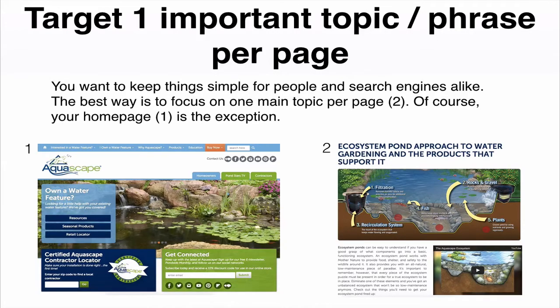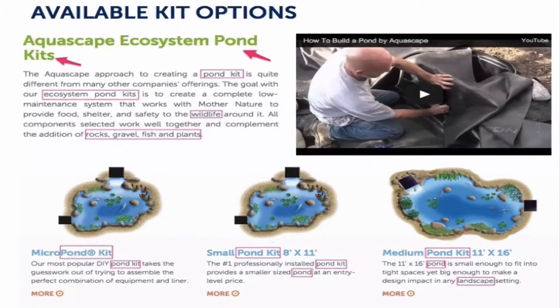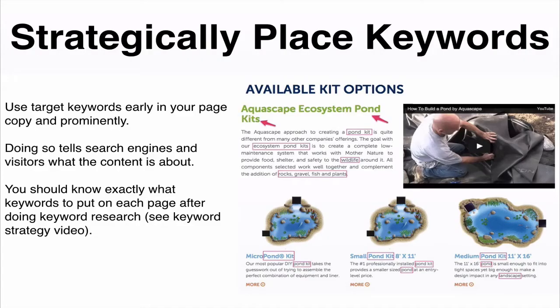Next, you want to strategically place those keywords. Now, you want to use your target keyword, your most important keyword, early in your page and prominently. As you see in the example on the right, Pond Kit is clearly the target keyword for this page. And you can see I have drawn boxes around that keyword and supporting keywords. By including the target keyword and supporting keywords, you help search engines know exactly what that page is about. That's why I have highlighted wildlife and rocks, gravel, fish, and plants, and landscape, because all those keywords contribute to the topic of pond kits.